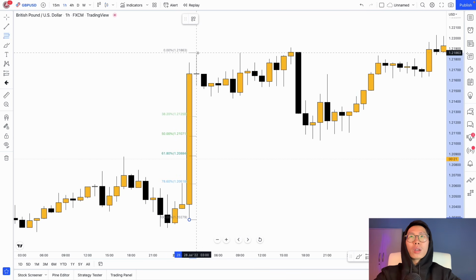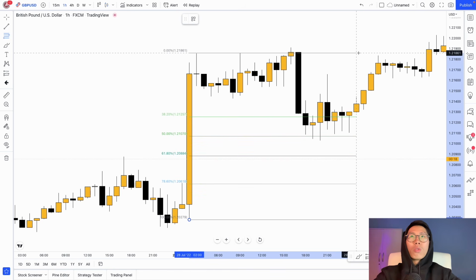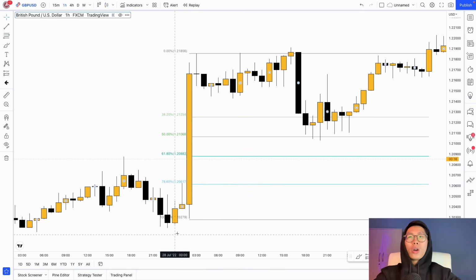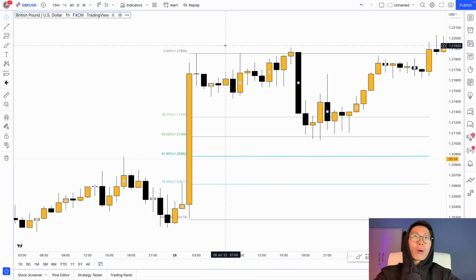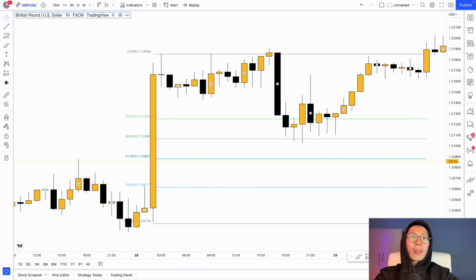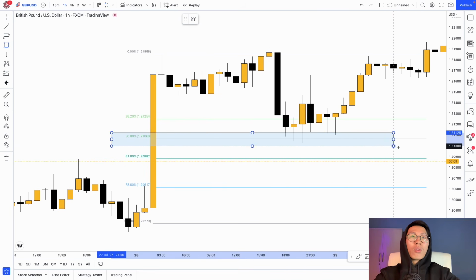Or you can even put it right here at this wick. This is a swing high right here. So right now we've got your A and we've got your B. Now we want to wait for price to retrace to either one of these levels, and in this case, price retraced to the 50 extension level once again right here.